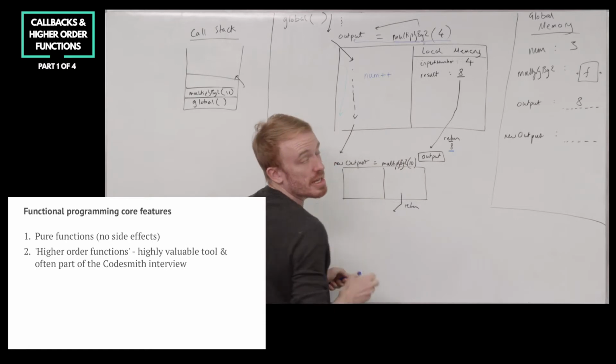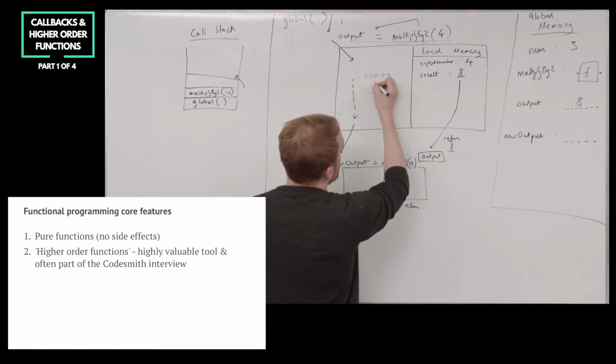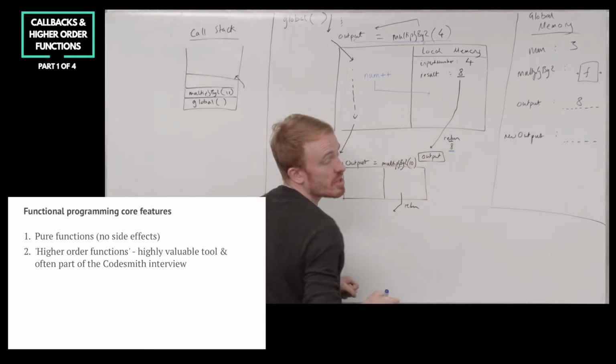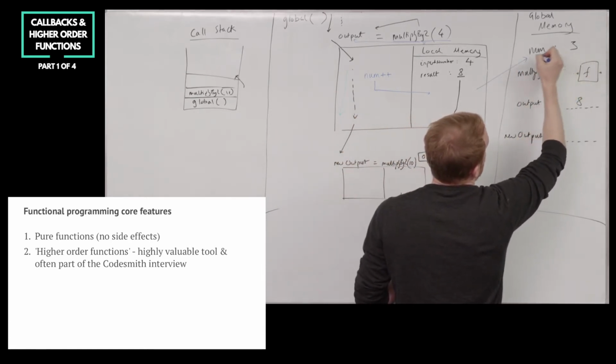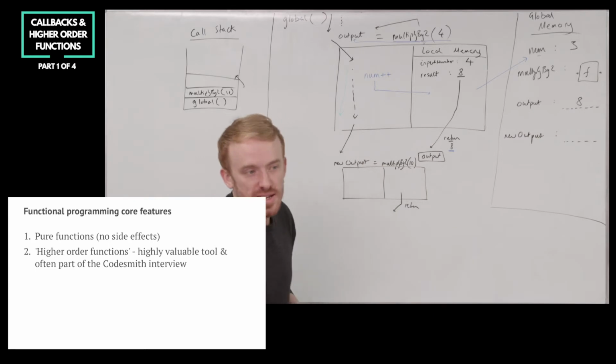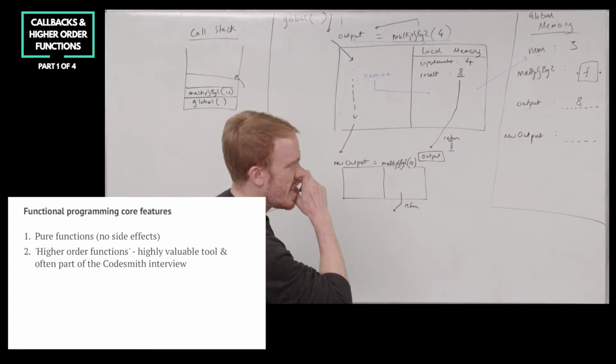At no point would I, for example, inside of the call to multiply by 2, write num++. What that would do is I'd look for num in local, not find it. I would look one layer out, find it, and mutate my global state, change my global memory values.